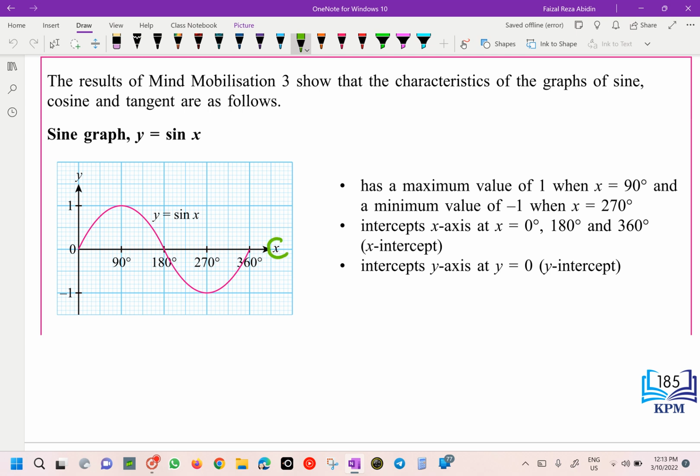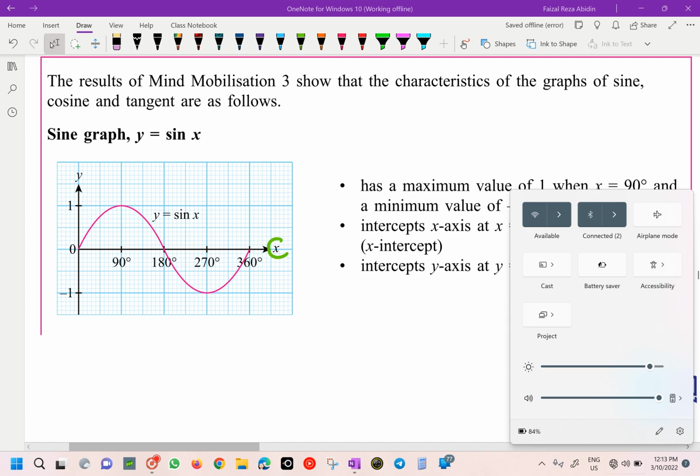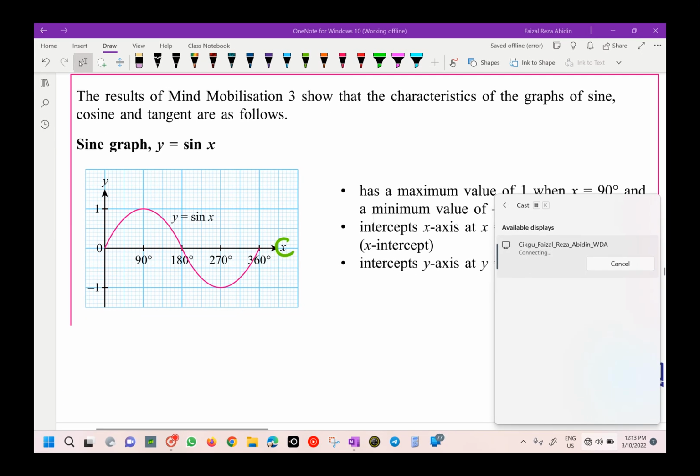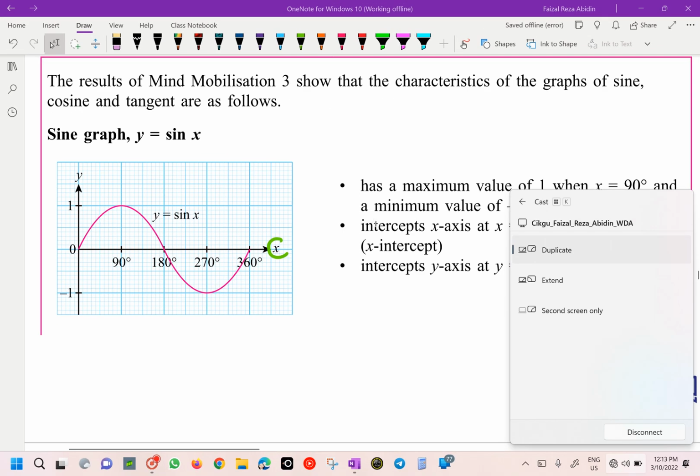Right, wait. What happened? Wait, yeah. Alamak. Okay. That's not, it's disconnected. Okay.